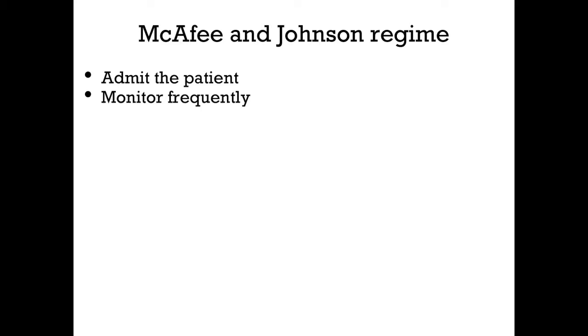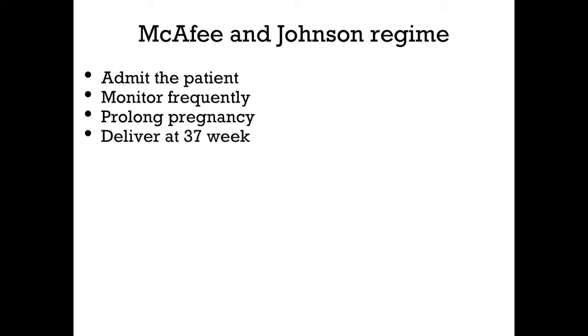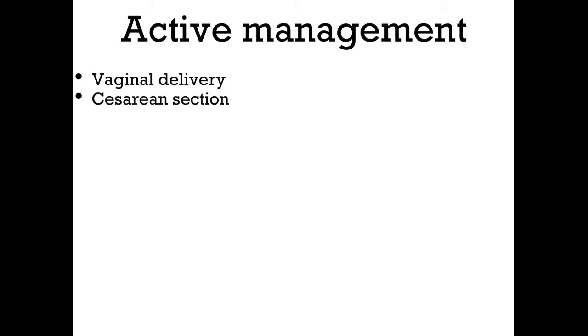And in case the patient has contractions in less than 37 weeks, we can actually give tocolytic drugs to decrease the contraction of the uterus, and we can try to prolong the pregnancy. And this is what we're trying to do. We're trying to prolong the pregnancy at least till term, and we also make sure to give corticosteroid injections to the mother to improve the fetal lung maturity. Apart from that, we'll try to deliver if the period of gestation reaches 37 weeks. Okay, so this is the principle of McAfee and Johnson regime, which is the expectant management for placenta previa.